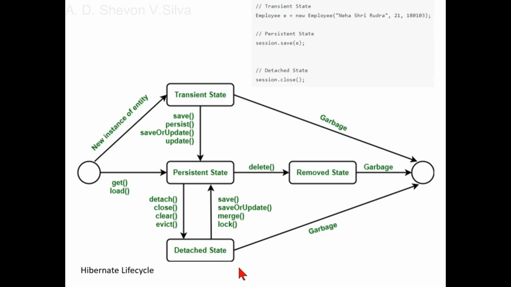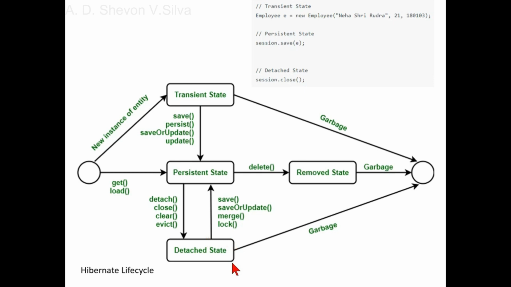Stage 3, detached state. For converting an object from the persistent state to the detached state, we either have to close the session or we have to clear its cache. As the session is closed here, or the cache is cleared, any changes made to the data will not affect the database table. Whenever needed, the detached object can be reconnected to a new Hibernate session.